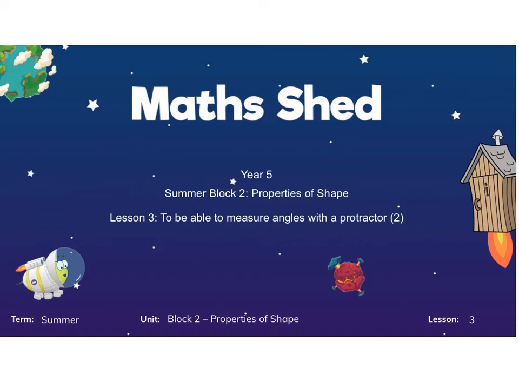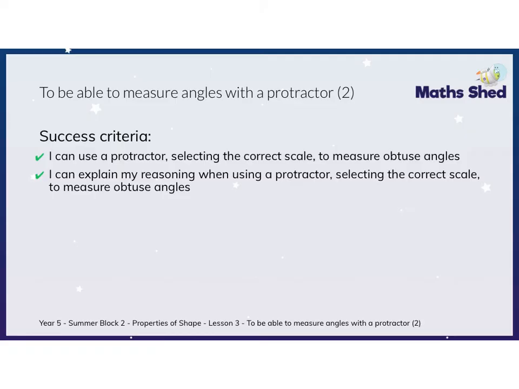Okay, so in today's lesson, we're going to carry on measuring angles with a protractor. By the end of this lesson, you should be able to use a protractor or a virtual one, use the correct scale, and today we're going to measure something called obtuse angles. And you can explain your reasoning when using a protractor, selecting the correct scale to measure obtuse angles.